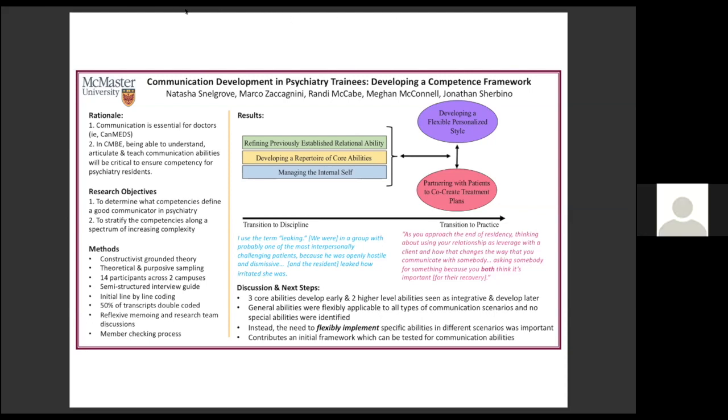I think you spoke about the next steps in terms of looking at curriculum or assessment development around your findings. One of the questions I had was, do you feel that even just explaining to trainees that this is the natural trajectory of their growth in communication development, eventually making it to that end goal of managing the internal self, would be a way of giving them the milestones they're trying to achieve? So apart from curriculum and assessment, letting somebody know that eventually we see you going from refining your relational abilities, developing a repertoire of core abilities, and eventually managing the internal self and partnering with patients, as the way that we'd like you to develop, would be of value.